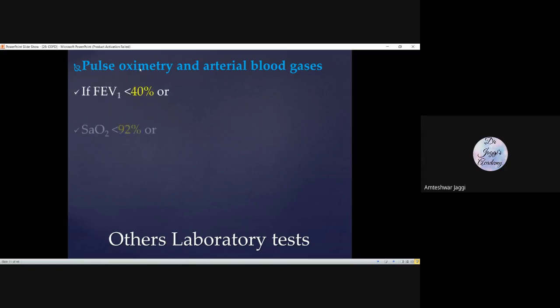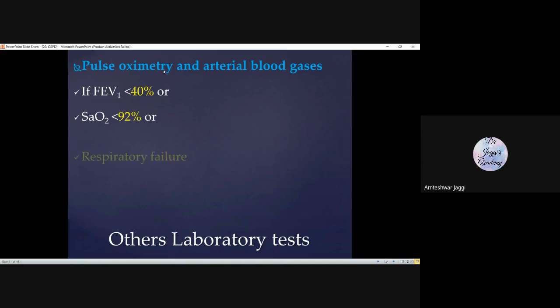So you can do pulse oximetry, and you can perform the arterial blood gas test. It means you can take out the blood, and in the blood you will note down the concentration of oxygen and the concentration of carbon dioxide. So this is how you can analyze the gases in the blood of the arteries. Now these tests are not conducted regularly.